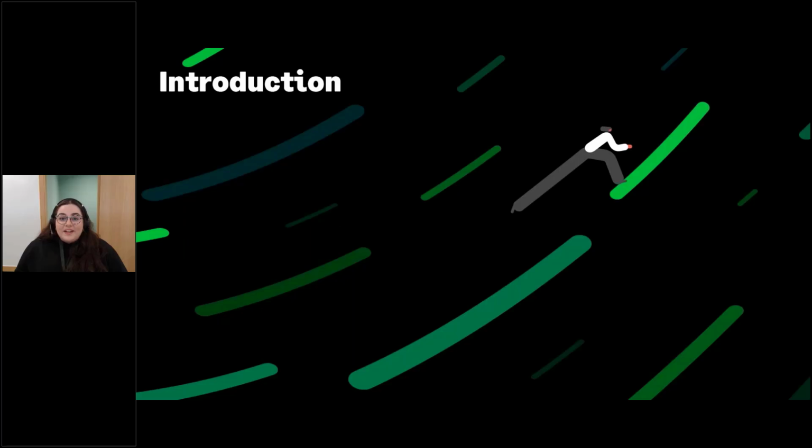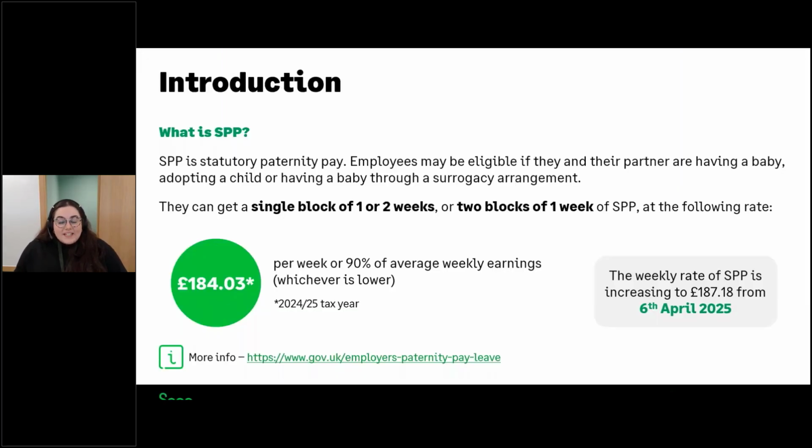So starting with that introduction. SPP stands for Statutory Paternity Pay, and it's a payment that employers make to eligible employees if they and the partner are having a baby, adopting a child, or having a baby through a surrogacy arrangement. So paternity pay is the payment due to the partner of the mother or the main adopter. The entitlement means that employees can take either a single block of 1 or 2 weeks leave, or they can also take 2 blocks of 1 week.